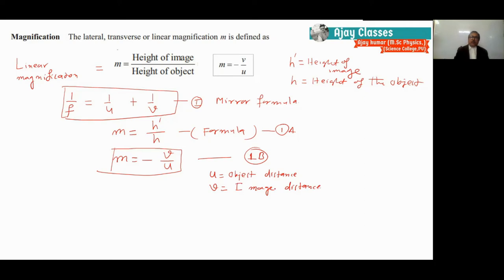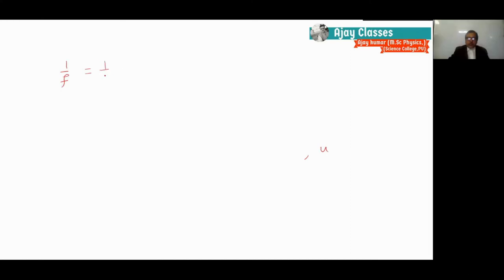Now we will make use of these two concepts, the height of image to the height of object, and the ratio of the image distance to object distance, which is called linear magnification. Now let us see how to relate this magnification formula with the relation between u, v and f according to the spherical mirror formula. So by writing the mirror formula, 1 by f equal to 1 by u plus 1 by v.